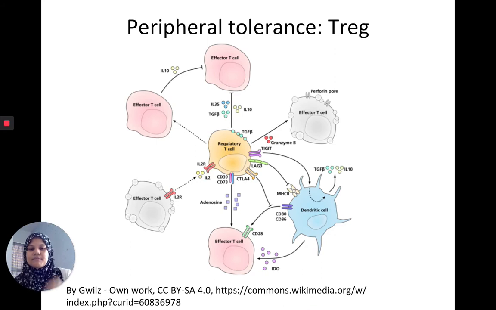Sorry about that. So they do a lot of regulation for different types of cells, like the effector T cells, even dendritic cells, and they recognize different receptors, and they will also upregulate different molecules in response to these.